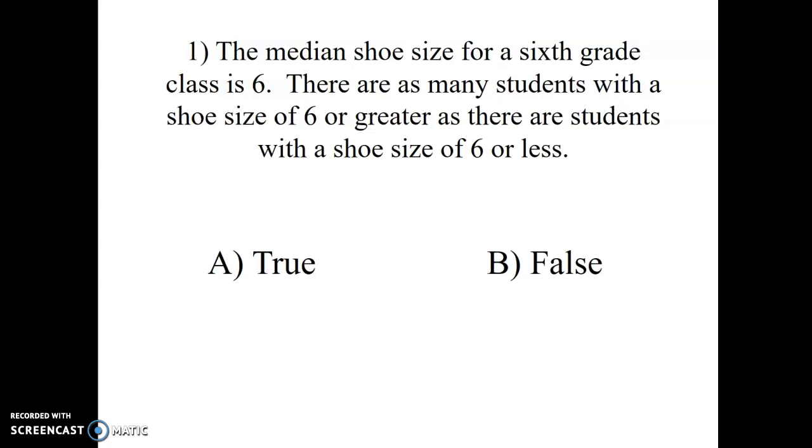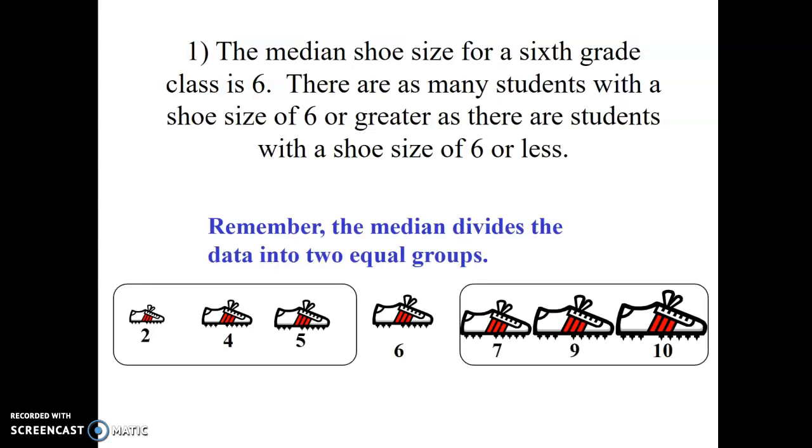Okay, let's see what you came up with. The answer is actually true. Remember, the median divides a group into 2 equal groups. So if the median size, the middle size, is 6, that means there's going to be the same number of students with shoe sizes to the left of 6 as there are students with bigger shoe sizes to the right of 6.